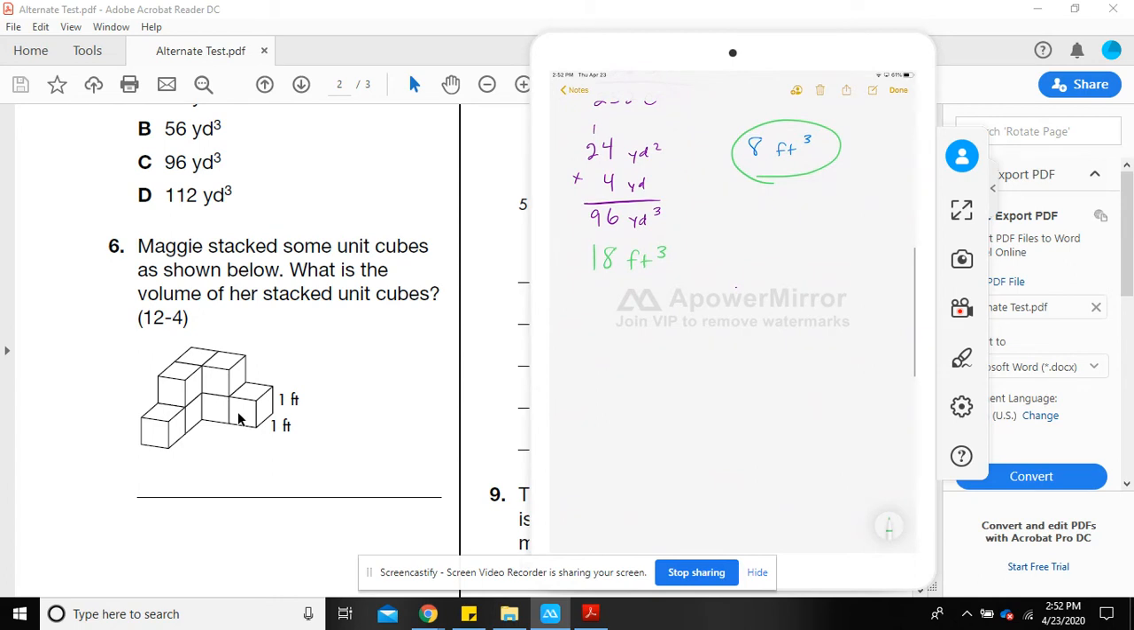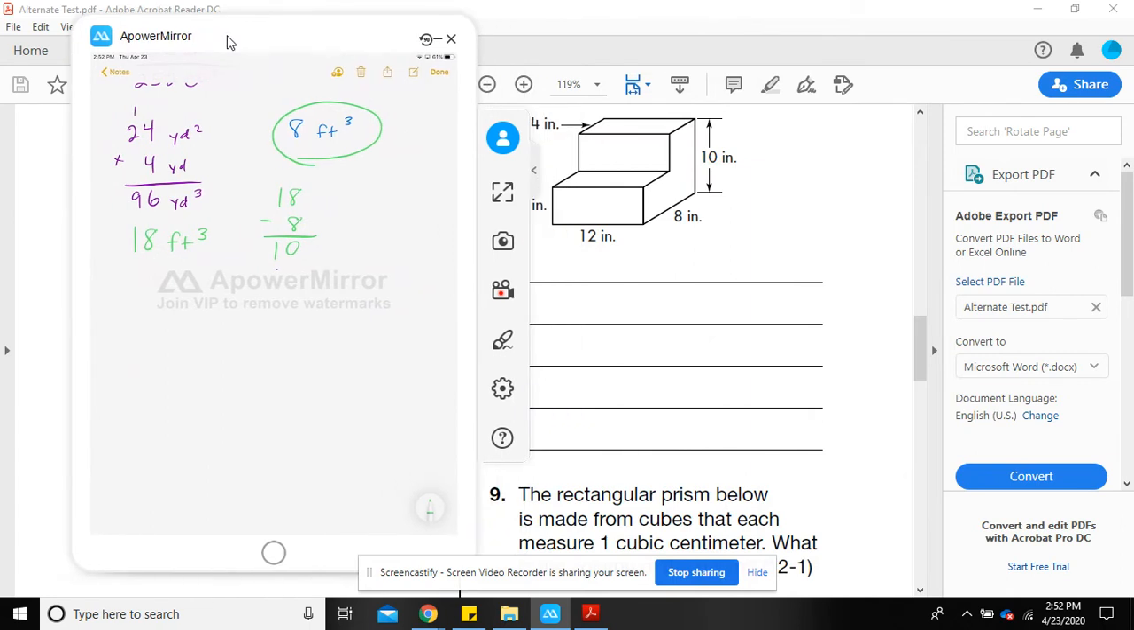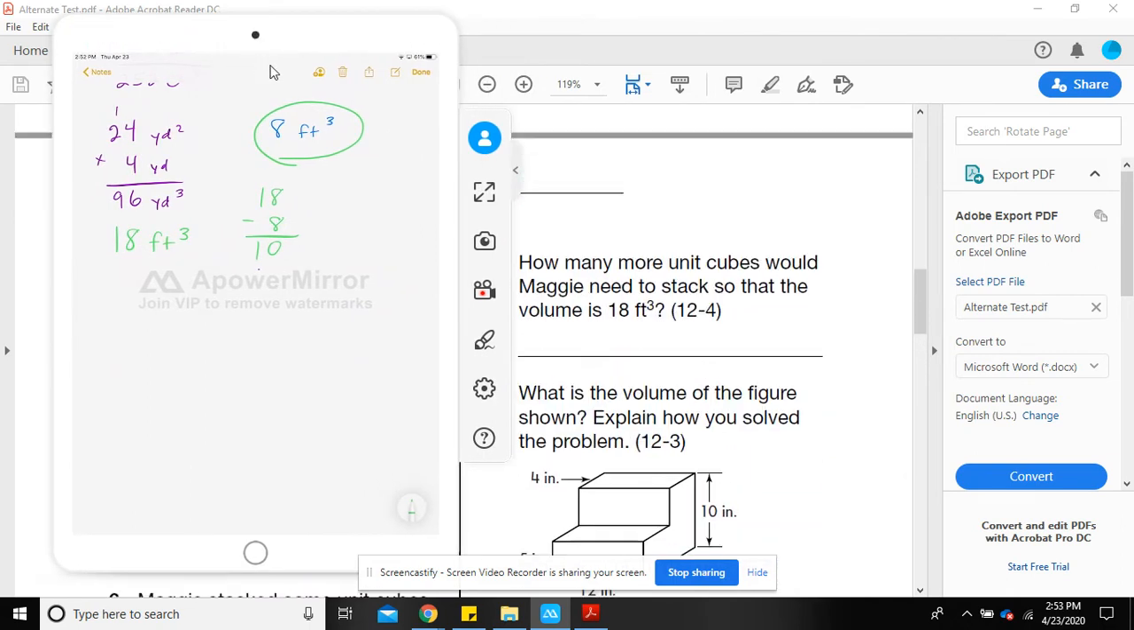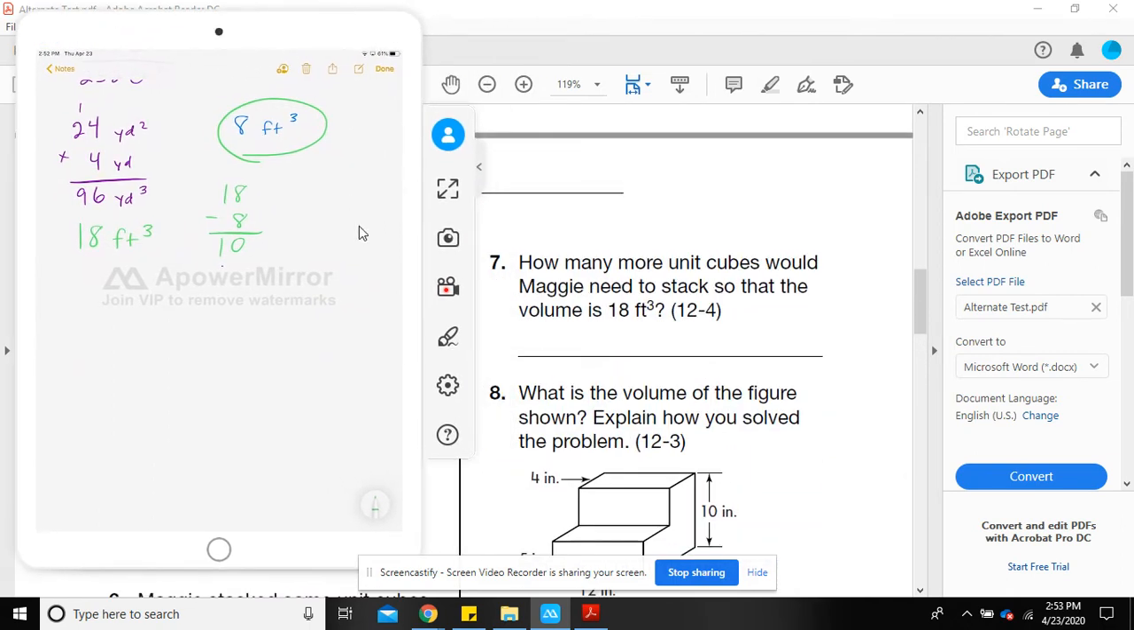So how many more does she need? Remember when we talk about how many more of something, we can just take that 18 and subtract the 8, because that's how we find out how many more of something somebody has than somebody else. So 8 minus 8 is 0. 1 minus nothing is 1, so 10. So she's going to need 10 more cubes, okay? So let's go back over here to our question. How many more unit cubes does Maggie need? So for this one, we can write out an answer.